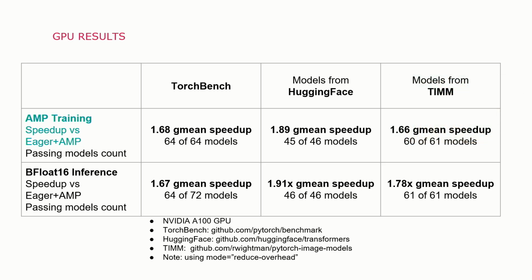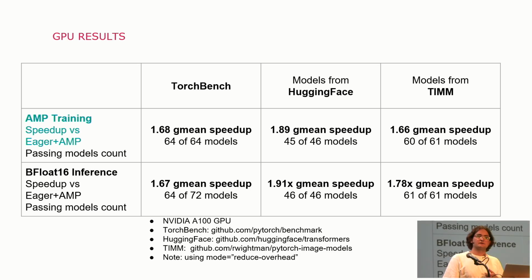So here are some GPU results. TorchBench is our collection of models that's supposed to kind of capture the state of the art around various different things people are doing with machine learning, and so it's a wide variety of models. Hugging Face, it's mostly transformer models. And then TIMM is a set of vision models that has now also been moved into Hugging Face.